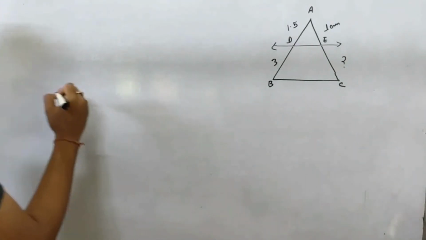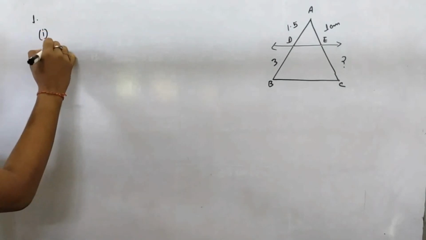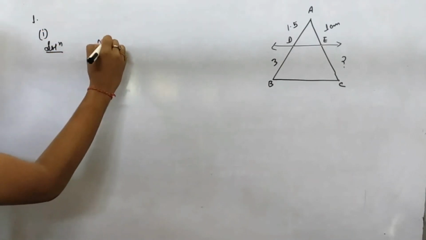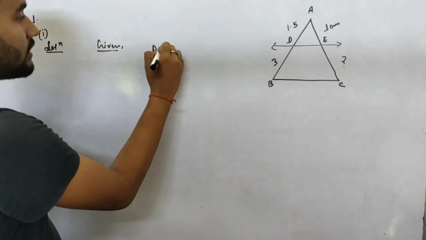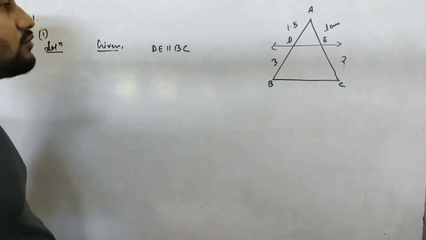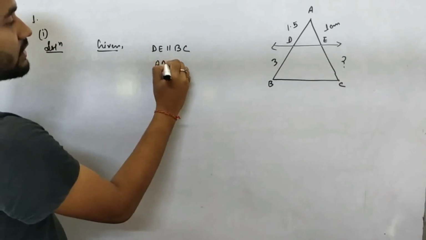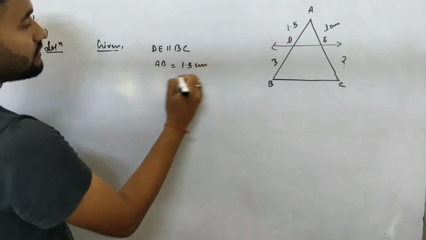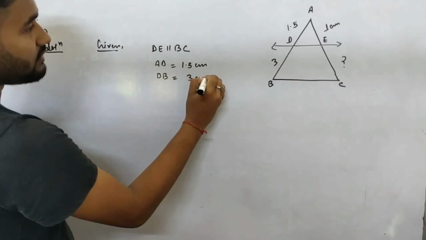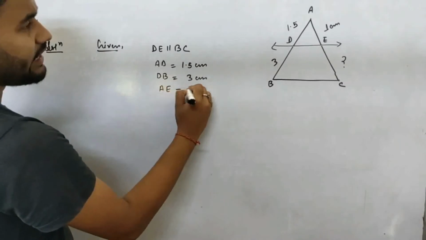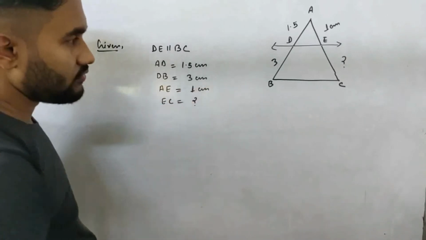Okay, so solution number 1. Question number 1. Solution. Given, you write. The most important thing which is given is that DE is parallel to BC. And the value of AD is given: AD is equal to 1.5 centimeter. DB is given as 3 centimeter. AE is given as 1 centimeter. And then EC, which we have to find, is not given.